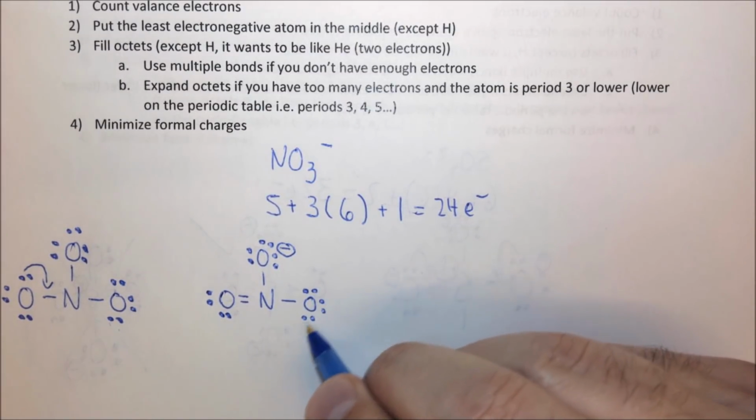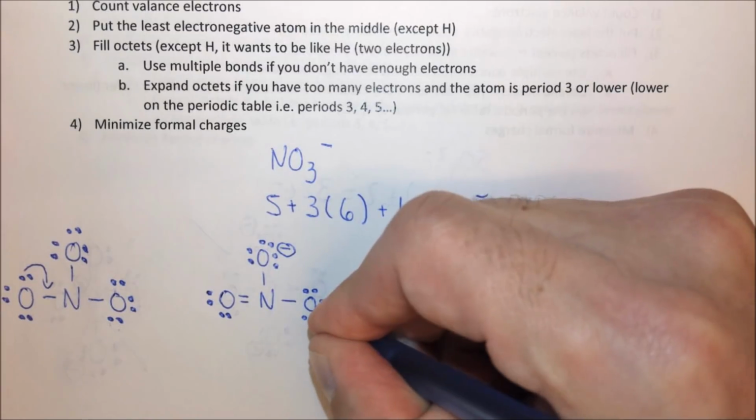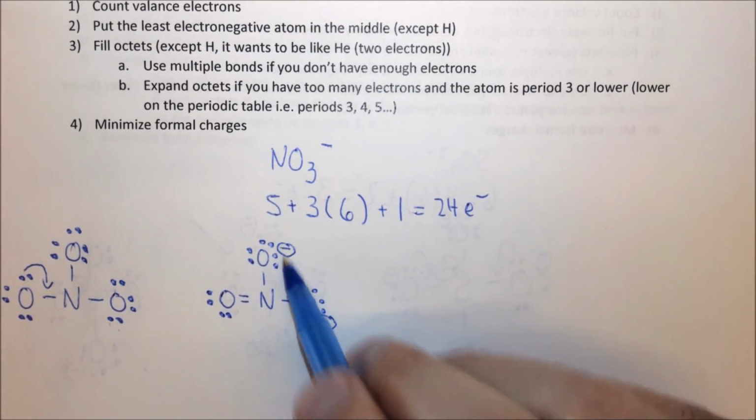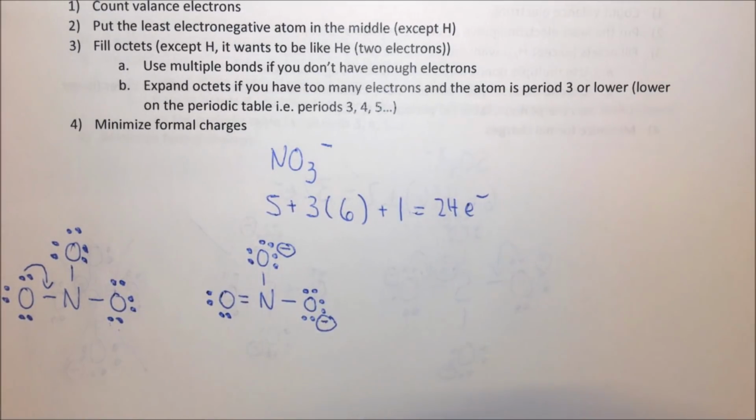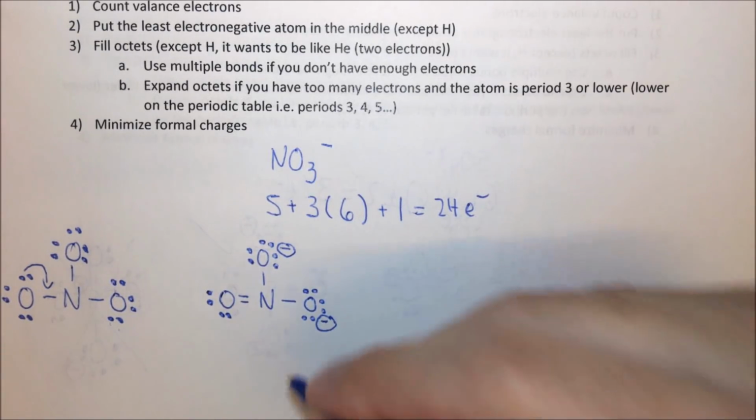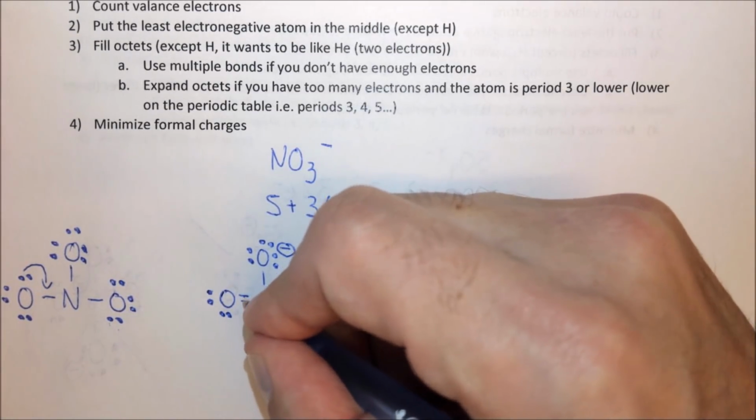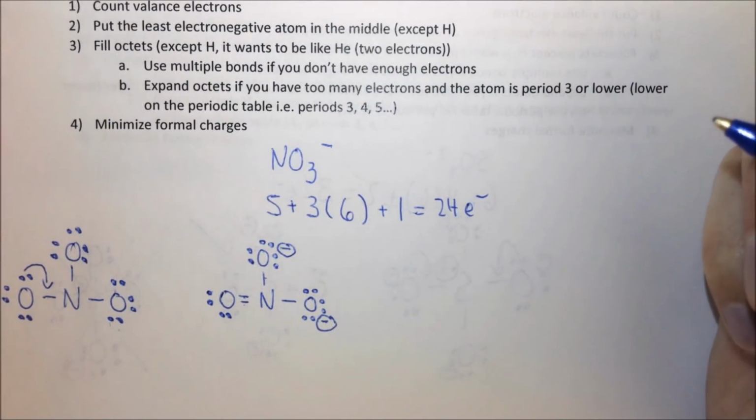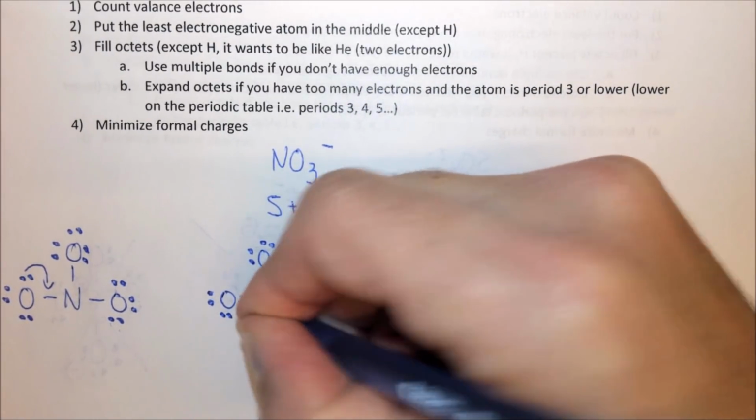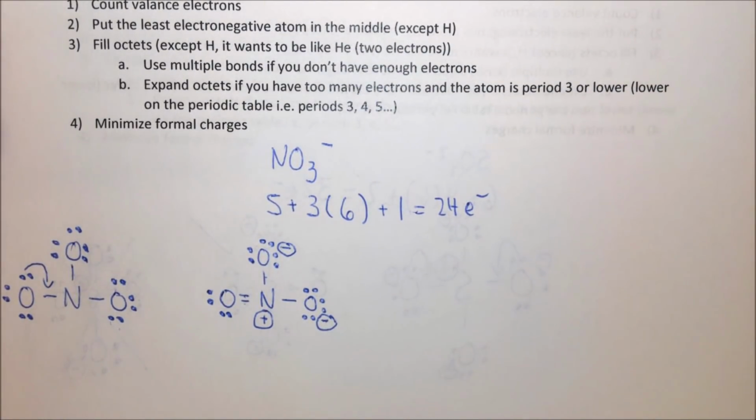2, 3, 4, 5, 6, 7. It has an extra one, so it's negative. Note that the overall charge is negative. So if we have 2 negative here, the nitrogen needs to be plus. Let's check it. Nitrogen wants to have 5 electrons around it, and it has 1, 2, 3, 4. If it wants 5 and only has 4, it's missing an electron.